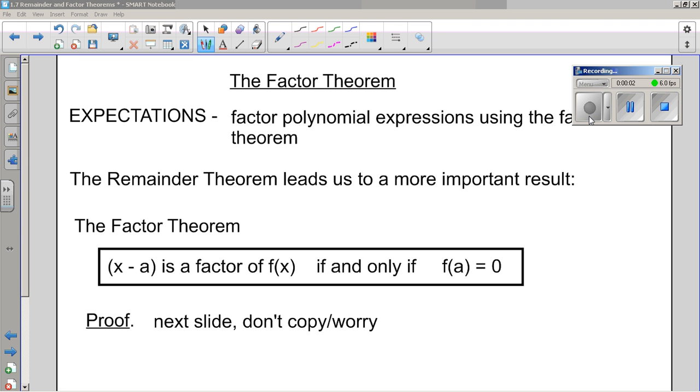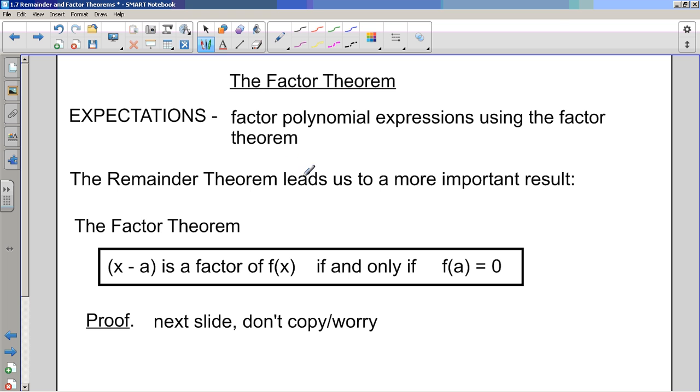Okay, functions folks, we're back with lesson 1.7 part 2, which is going to be on the factor theorem. And there you see it, the factor theorem in all its glory. The remainder theorem leads us to a more important result. The factor theorem is that x minus a is a factor of a polynomial f at x if and only if f at a equals 0. So if and only if the remainder is equal to 0, then we've got a factor.